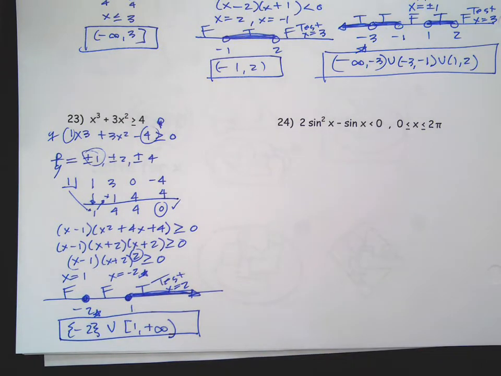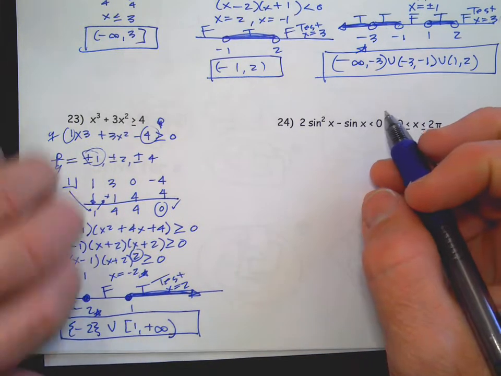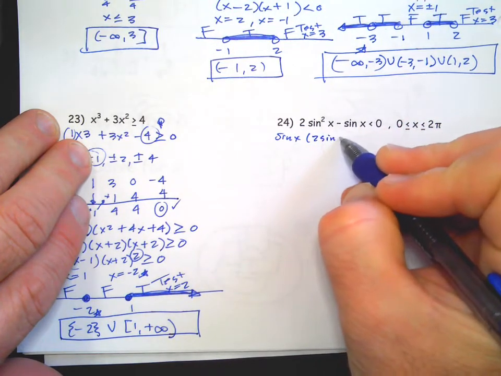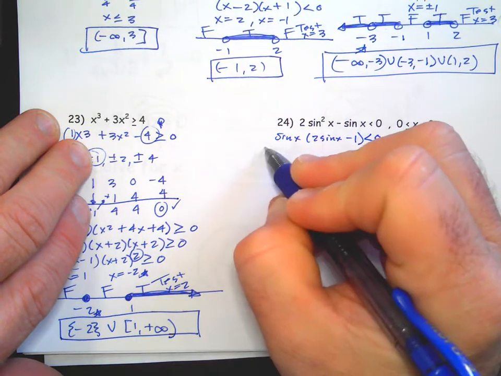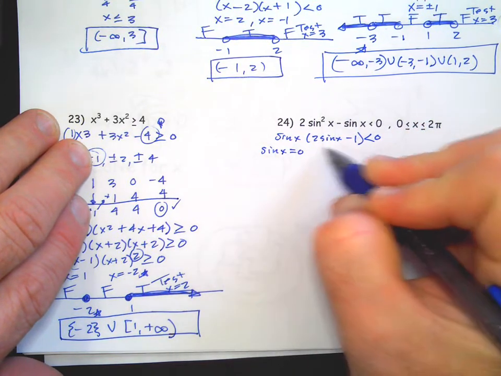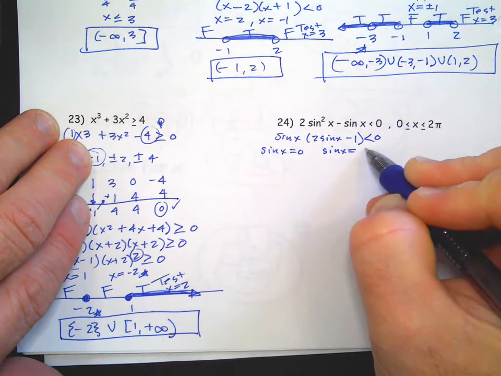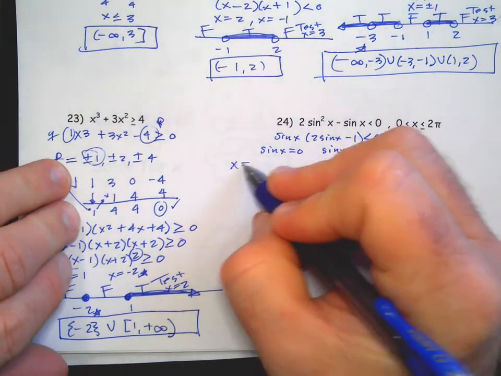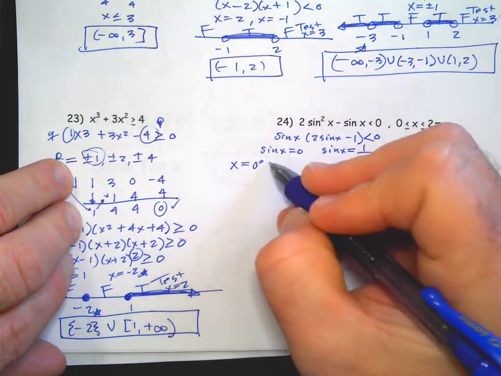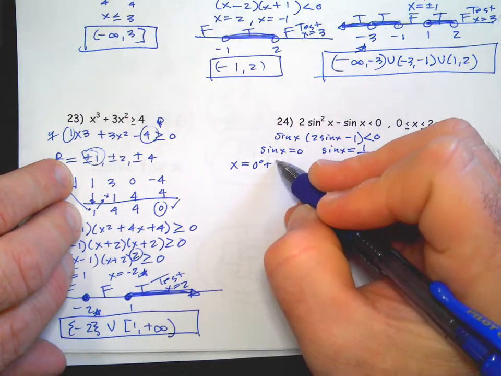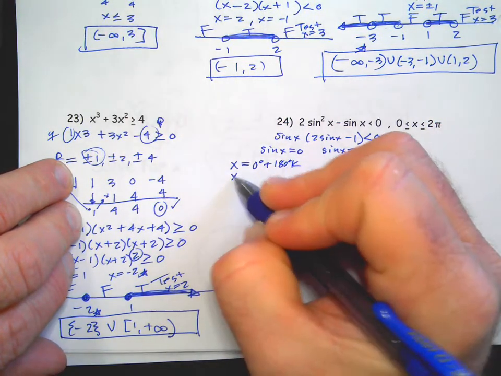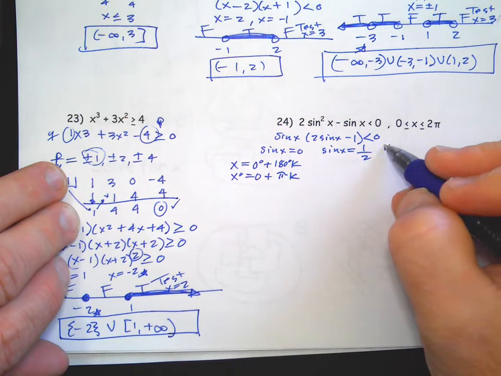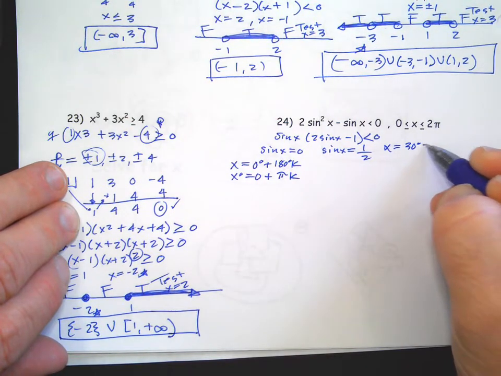Okay, number 24. Go to the trig inequality. Everything's on one side equals 0. Factor it. Zero product property, set each of these to 0. Solve for trig. Isolate the trig. Plus 1, divided by 2. Sine equals 0 at 0 plus 180k, or 0 plus pi k. All right, this one, alpha is 30 degrees, or pi over 6.